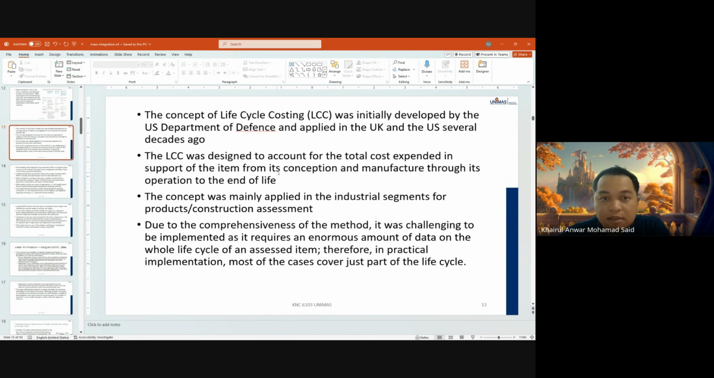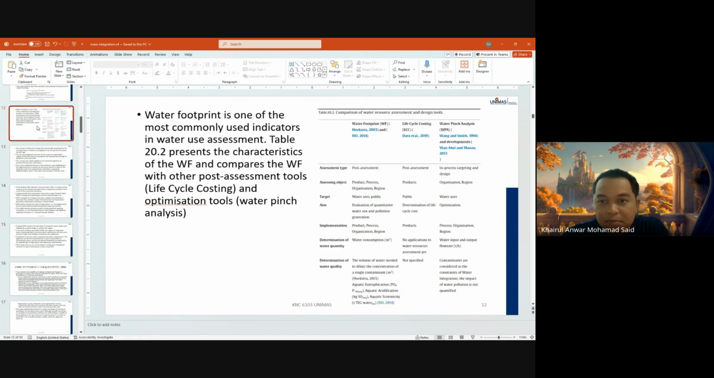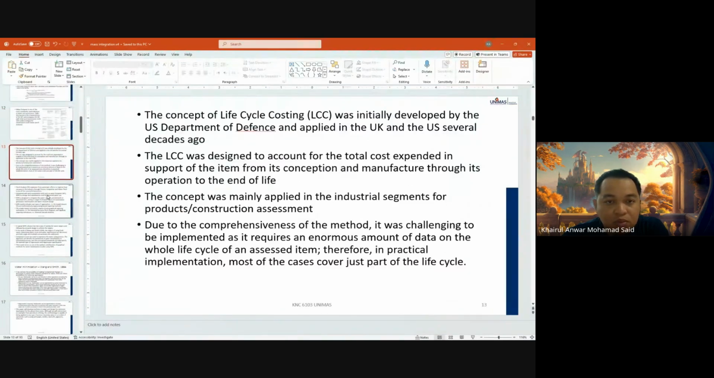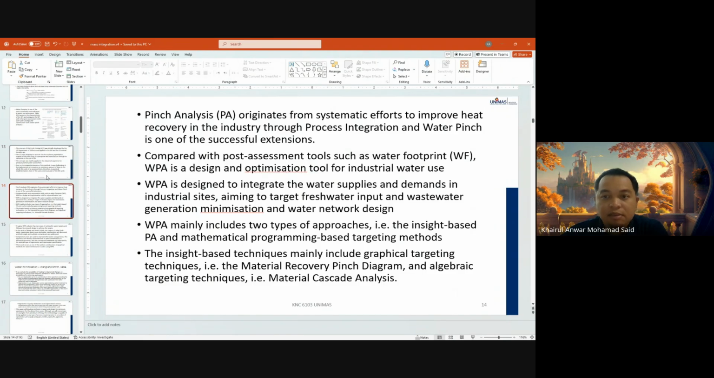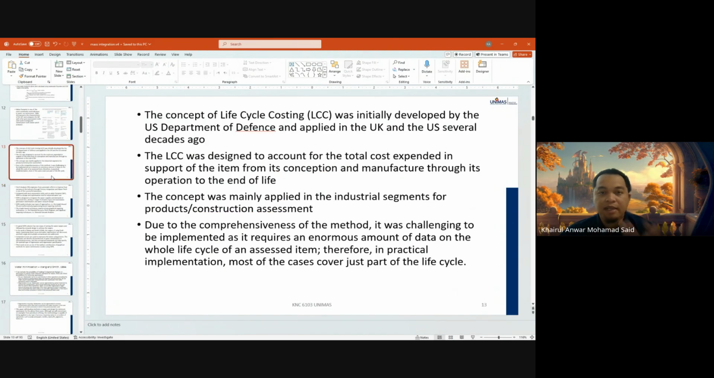So next is the concept of life cycle costing, since it appears in table 22. How does it relate to the pinch analysis?